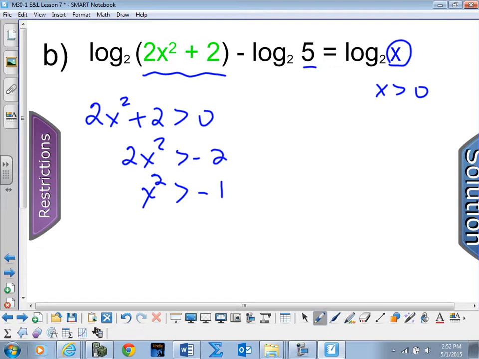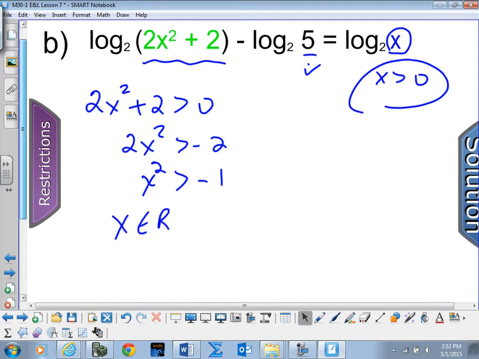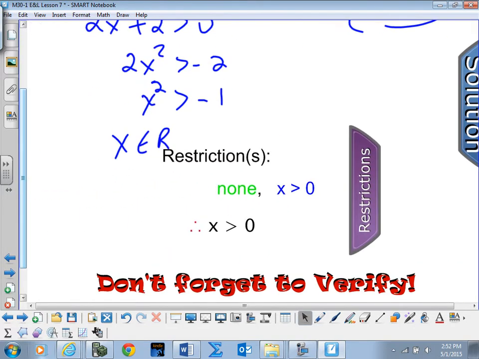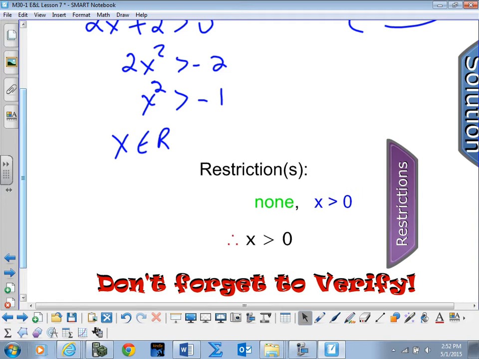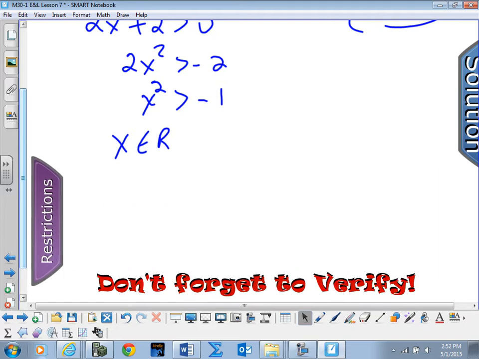In other words, x is real. x can be anything. There is no restriction for this one. There is no restriction for this one. There is a restriction for this one. So the only restriction that applies in this whole problem is greater than 0. Okay, I'll pull this out just to show you that it confirms what we just talked about. None, greater than 0, and greater than 0. So that's the only one that we need to worry about.